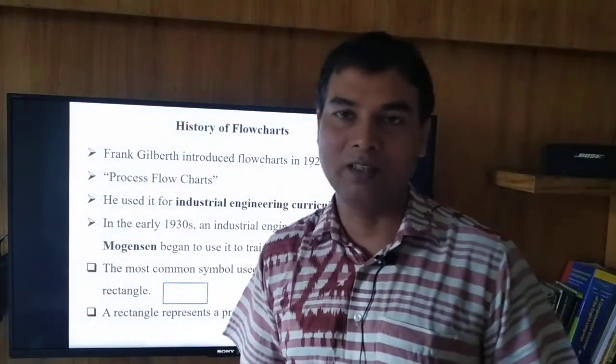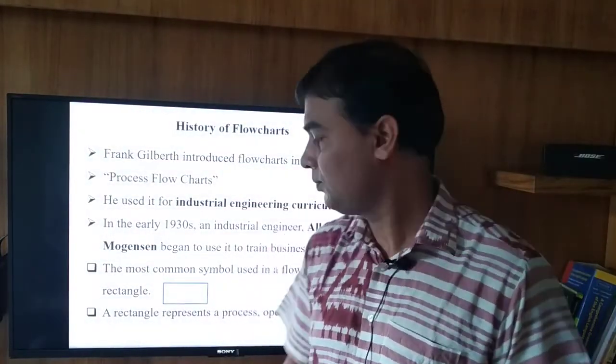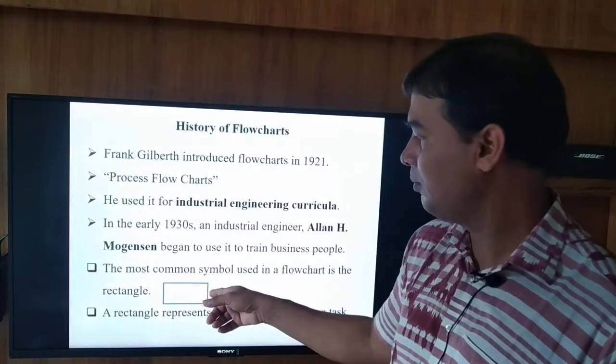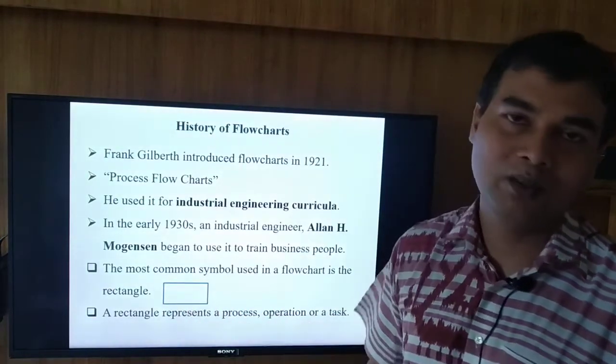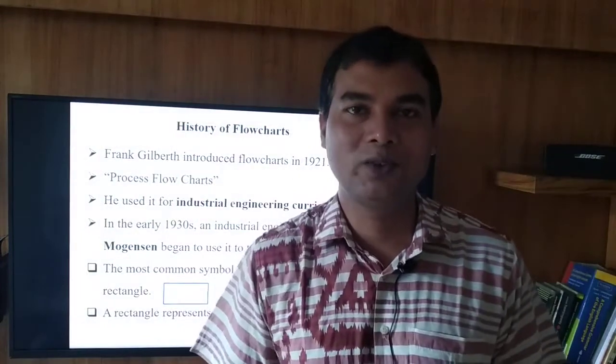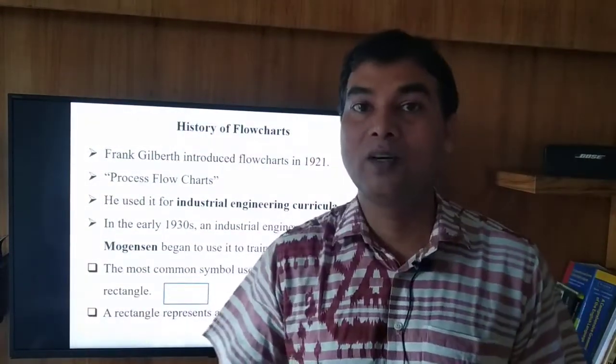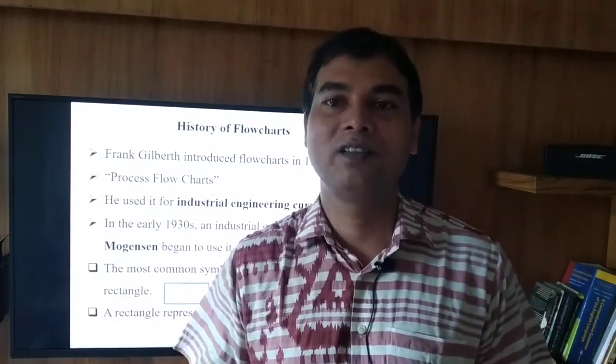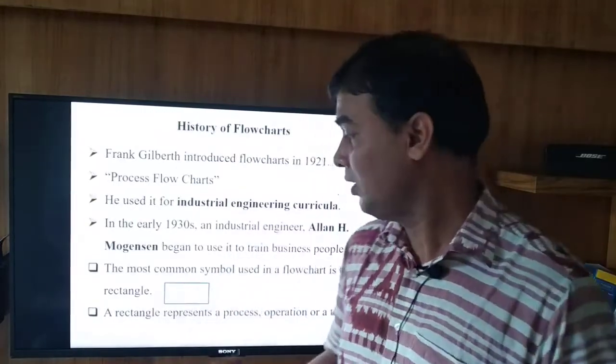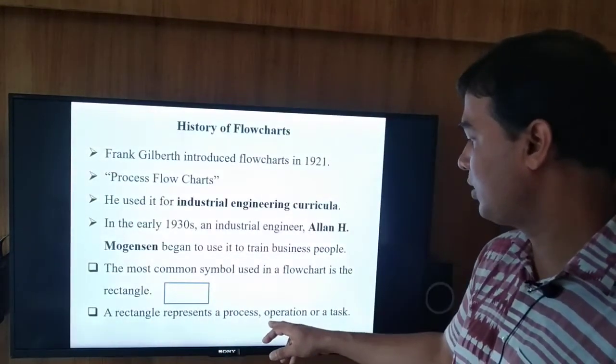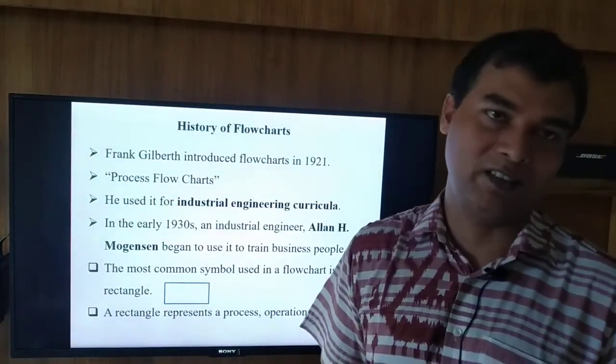And in flowchart very often we use the symbol rectangle. Now the question arises, why do we use this symbol rectangle? Why not circle or triangle? Okay, because a rectangle represents a process or operation or a task.